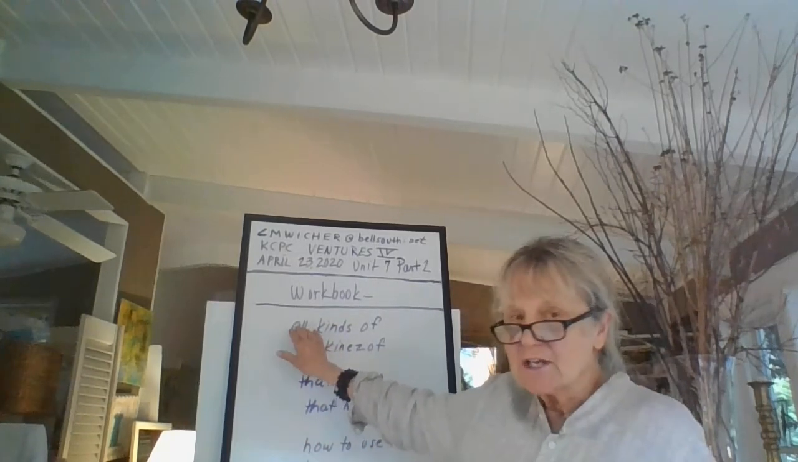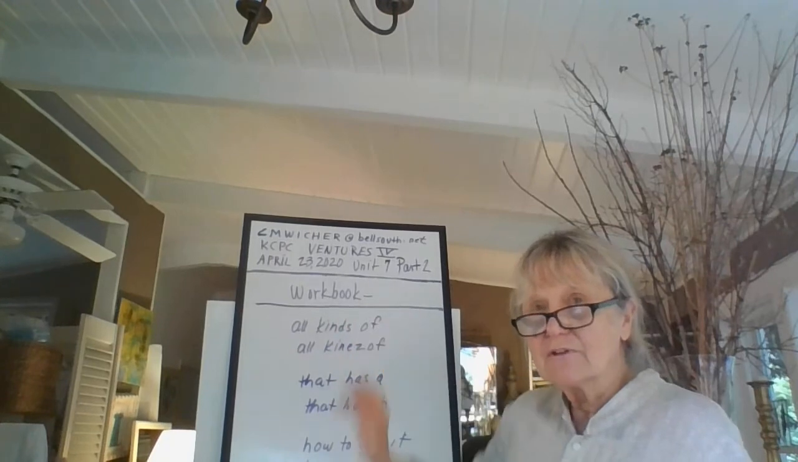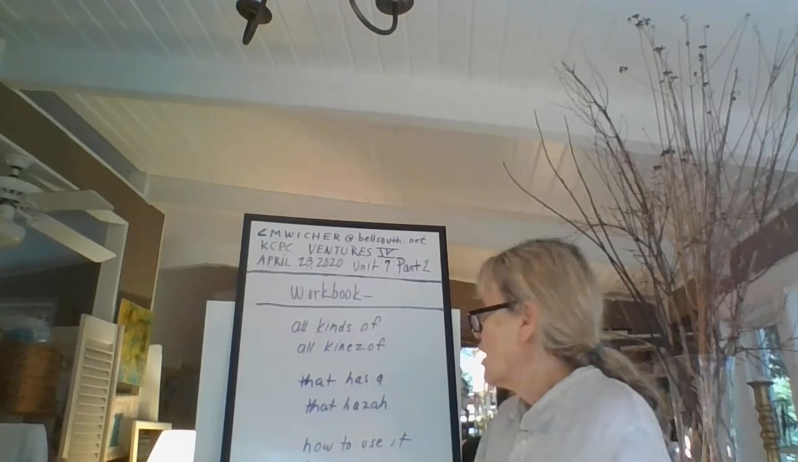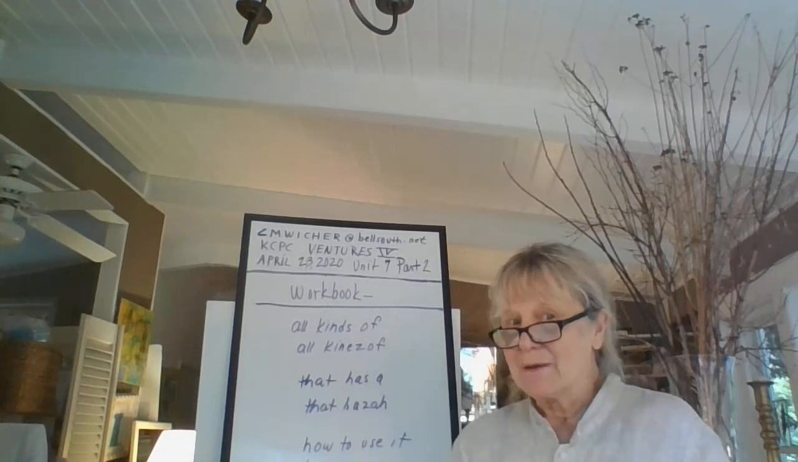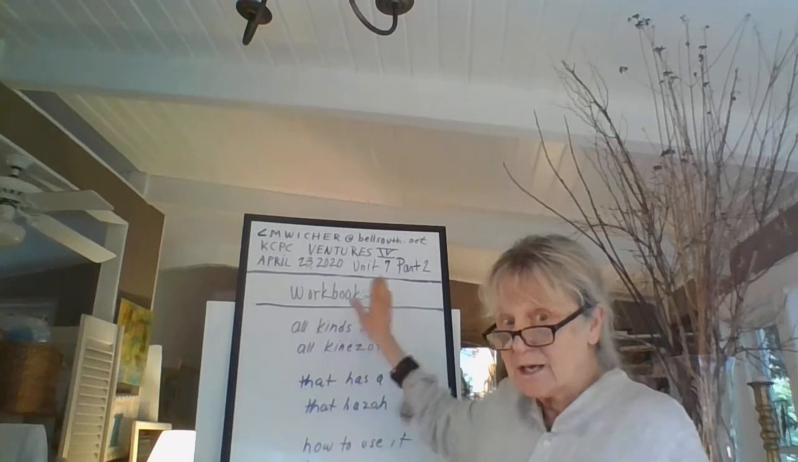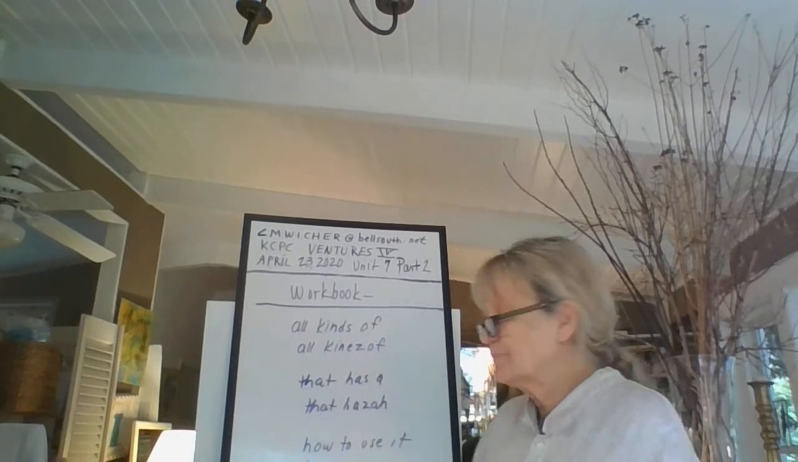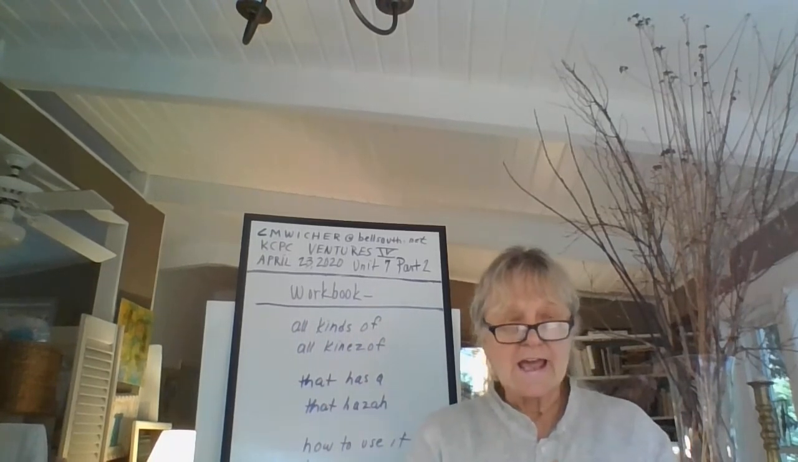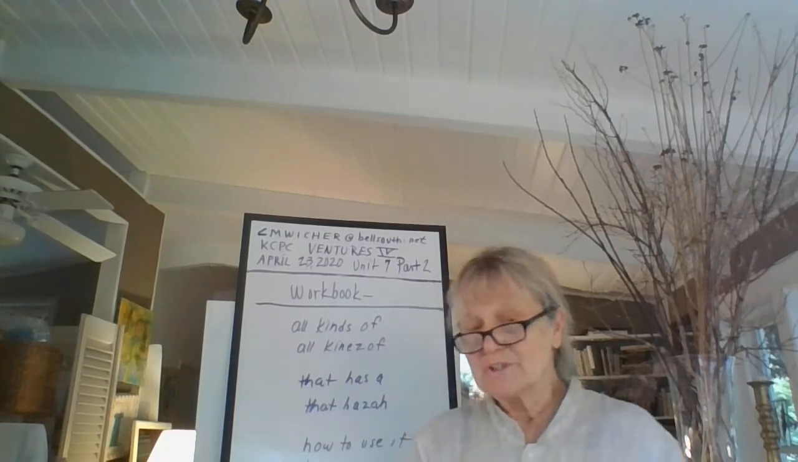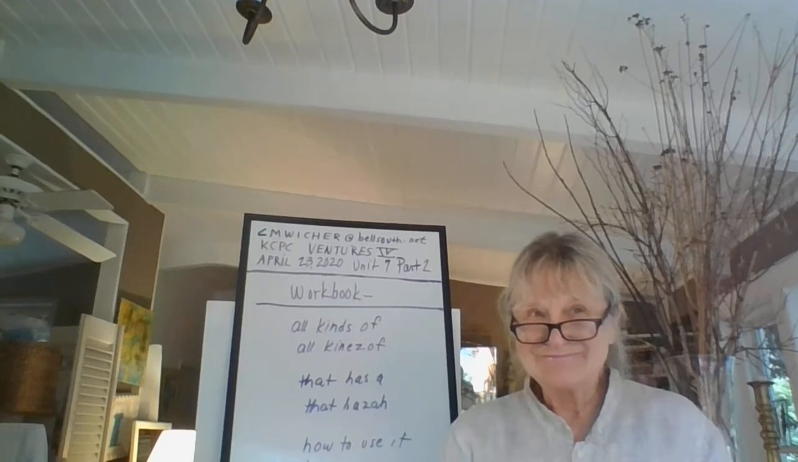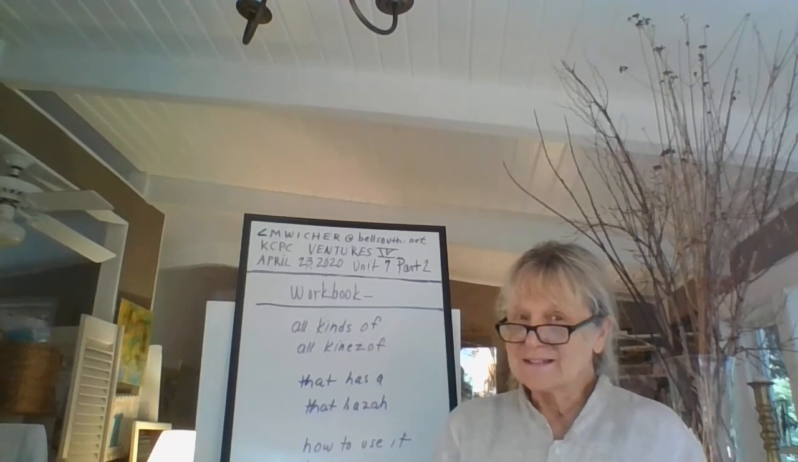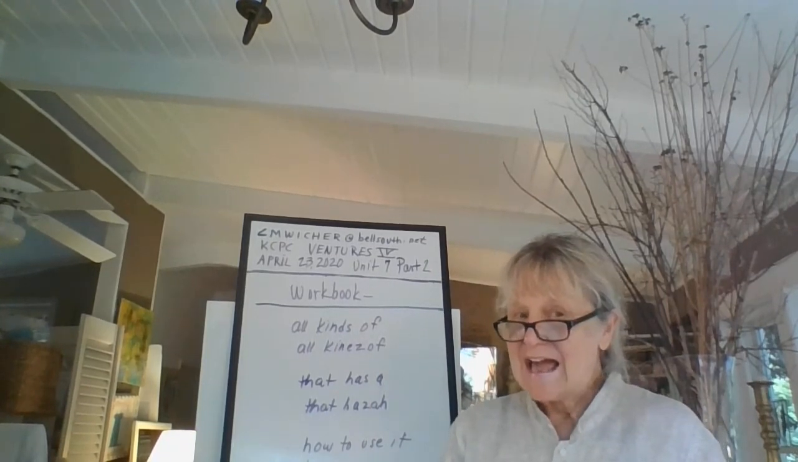So this one says "all kinds of," but Americans say "all kinds of." What is it? "All kinds of." Okay, but it's really "all kinds of." Next one, "that has a." Americans would never pronounce it that way. They say "that has a." Yep, that's the way it sounds. "That has a."